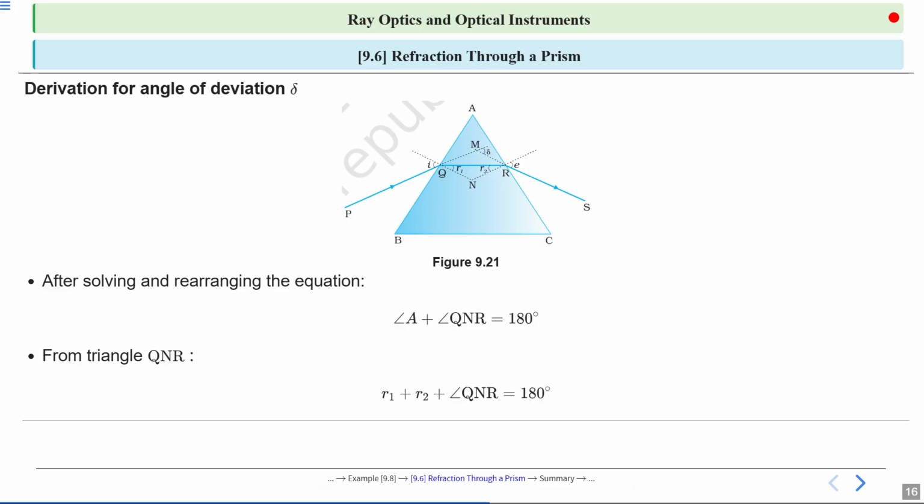So finally we have the equation R1 plus R2 plus angle QNR equals 180 degrees. This equation ties together the refracted angles R1 and R2 with the internal angle QNR. It's a crucial step in calculating the deviation angle, which we will use in practical examples later. Okay, now you can see in the triangle QNR, the sum of all the angles will be equal to 180 degrees. Now you can compare these two equations, angle A plus QNR equal to 180 degrees and R1 plus R2 plus angle QNR equal to 180 degrees.